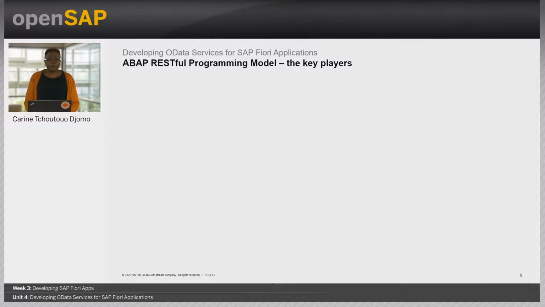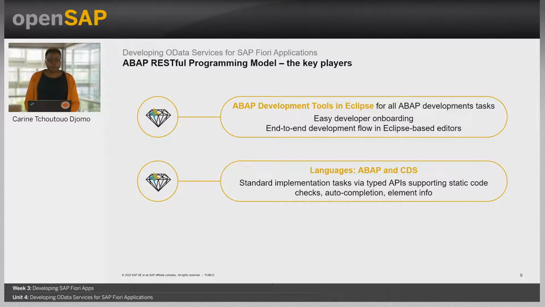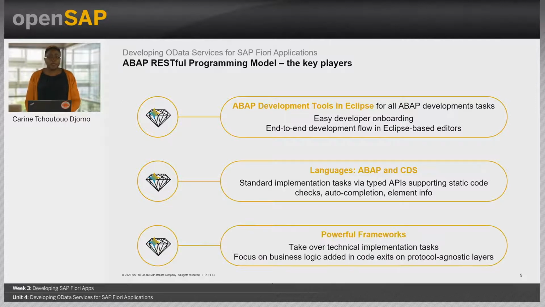Here we have three key players. First, the ABAP development tools in Eclipse for all ABAP backend development activities on-premise as well as in the cloud. Then we have the ABAP language and the ABAP core data services as the main languages used for all standard implementation tasks. Last but not least, the powerful underlying application frameworks, which relieve developers of technical implementation tasks and allow them to focus on providing the business logic in a protocol-agnostic manner.